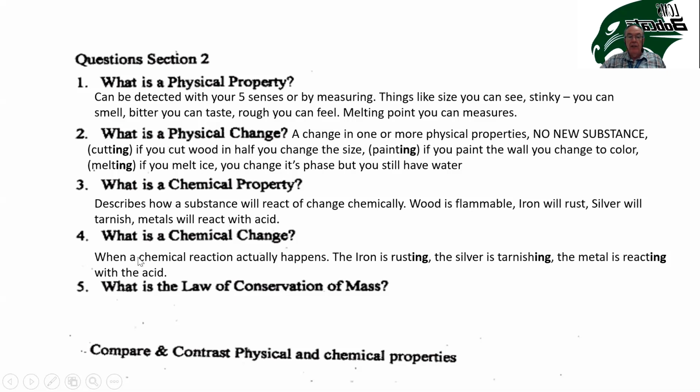And what is a chemical change? It's when a chemical reaction actually happens. So we said up here the iron would rust. That describes its chemical property. We say the iron is rusting, and it's actually happening. The silver is tarnishing. That means the reaction is actually happening. It's changing. The metal is reacting with acid. So again, with physical changes, we had action words ending in ing, and with chemical changes, we have action words ending in ing.